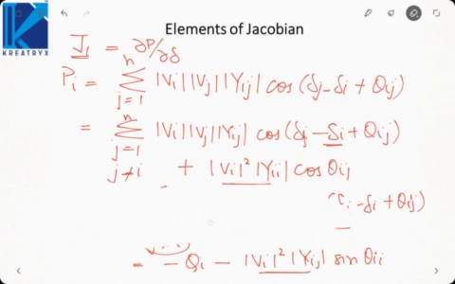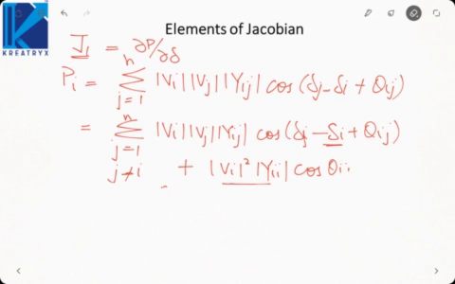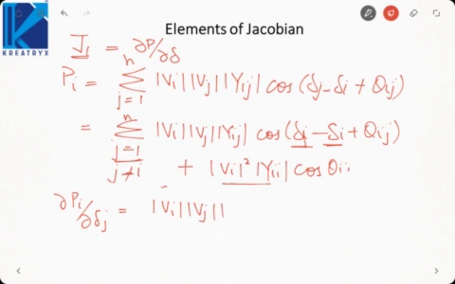If we wish to derive the non-diagonal element, that is del Pi by del delta j, then this summation will go away because we are differentiating for a particular value of delta j. It will become mod Vi mod Vj mod Yij times minus sine of (delta j minus delta i plus theta ij). So that will be the case when we are calculating the off diagonal element. Why does the summation go away? Because if we are calculating with respect to, let us say, delta 2, then the derivative of the delta 3 term would be 0.